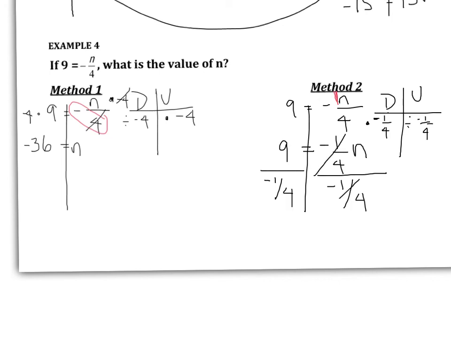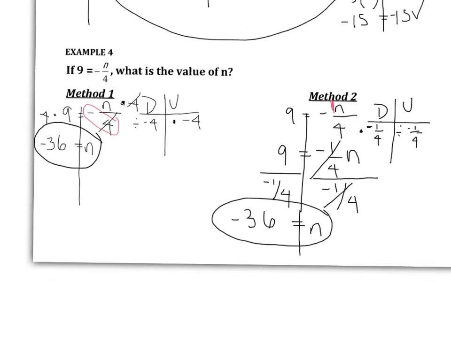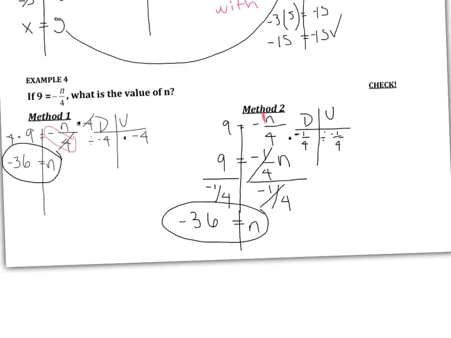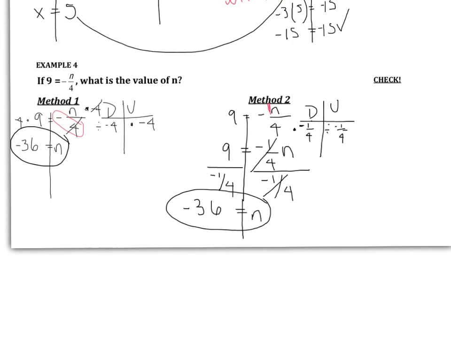Let's see what we get. These negative 1/4 are going to cancel out. I'm going to be left with n. And 9 divided by negative 1/4 is going to give me a negative 36. Alright, I just got the same answer here. That's a good sign. Okay, I probably did something right. But just to be sure, we should check our work. You always want to check your work. It'll make sure that you are correct.